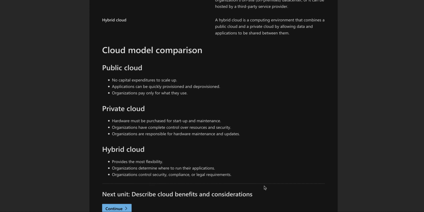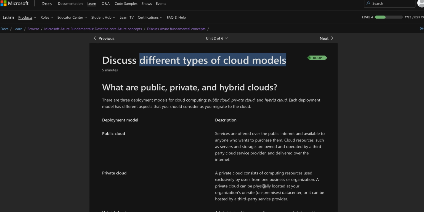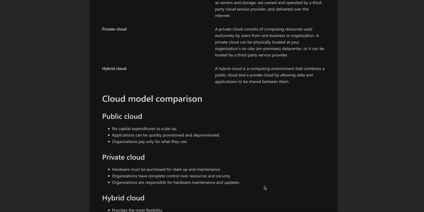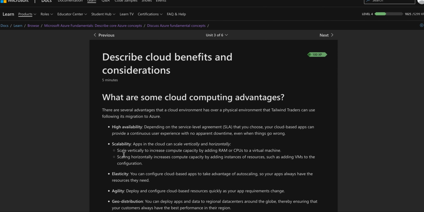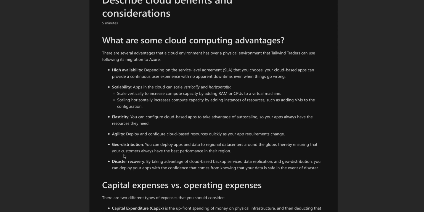So in the last video, we looked at the different types of cloud models, and today we'll look at the cloud benefits and considerations. So, what are the cloud computing advantages? There are several advantages that a cloud environment has over a physical environment.